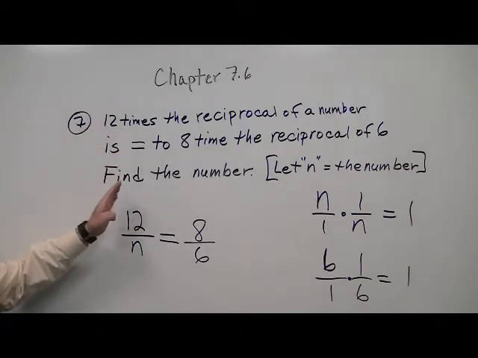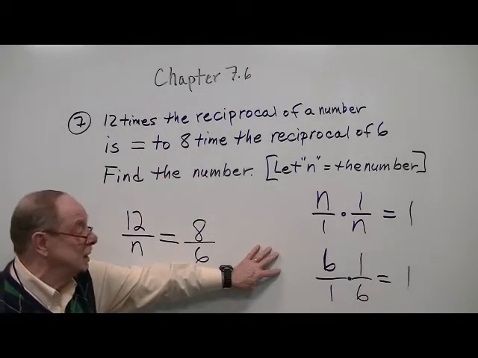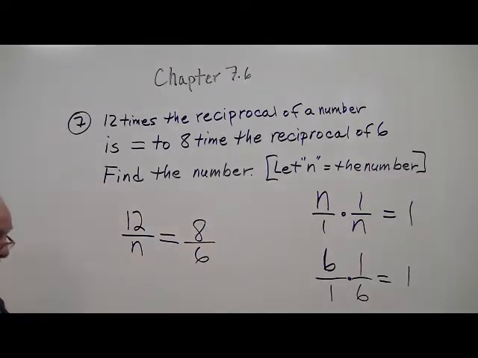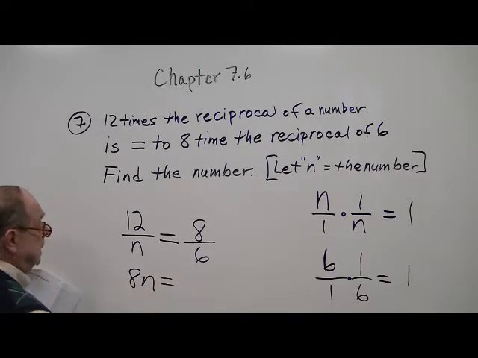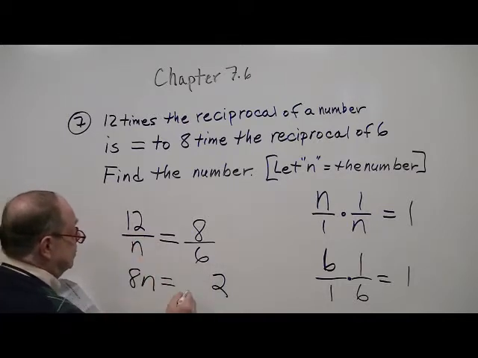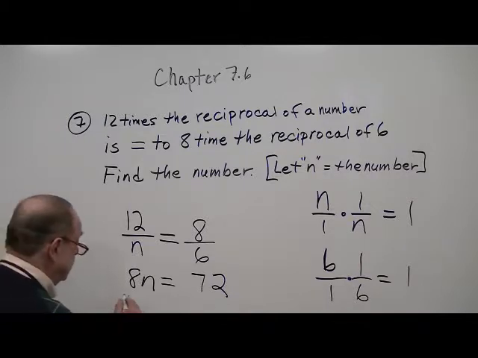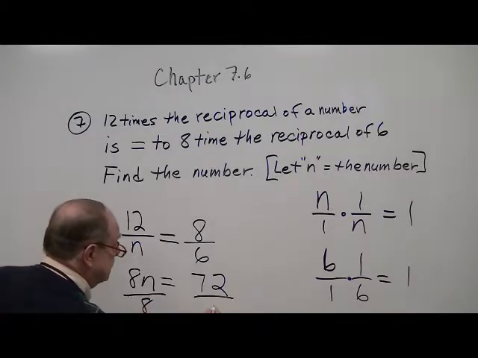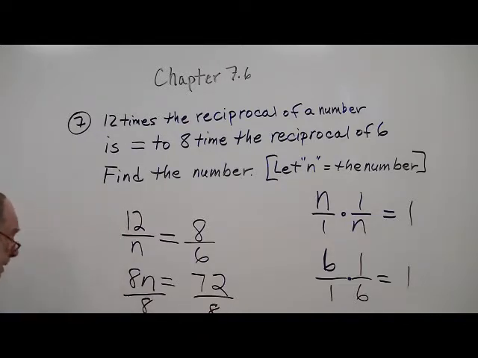Again, it took a little time to figure out the words, convert it into something meaningful, and then there's your equation. Now, as you get the equation, it's going to be 8n equals 6 times 12, which is 72. And now we divide both sides by 8, and n equals 9.